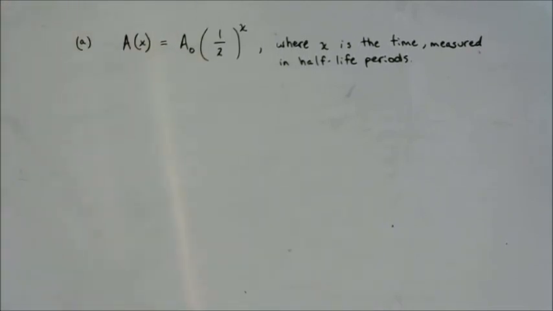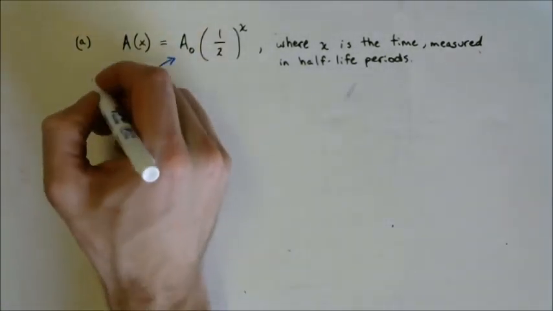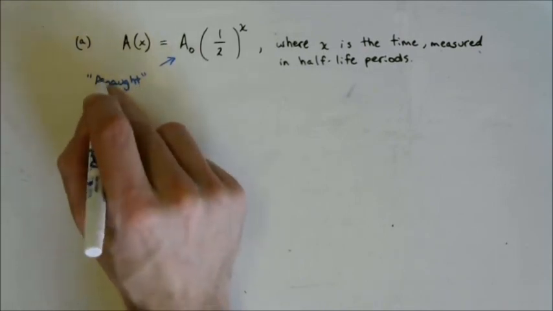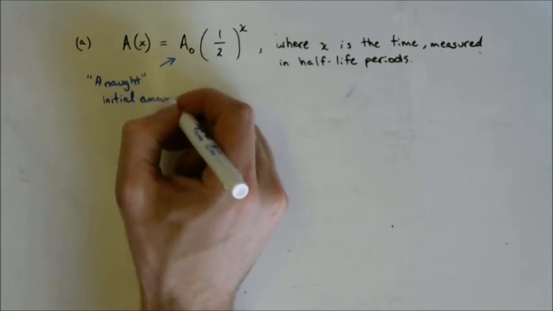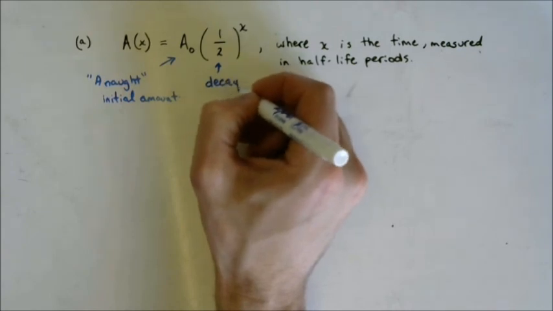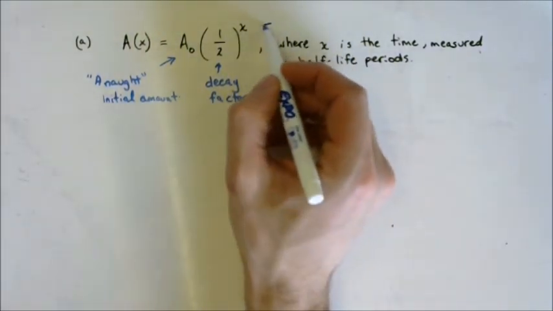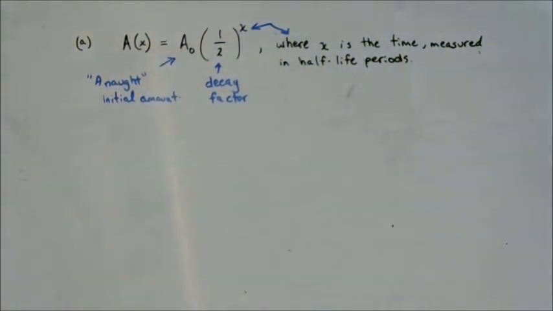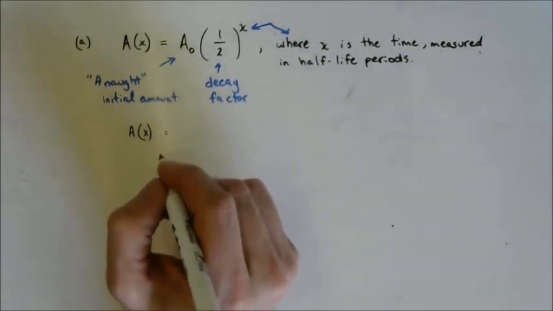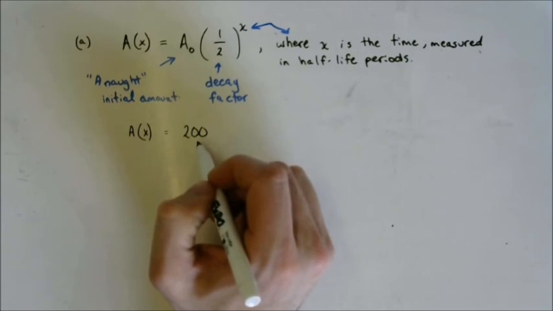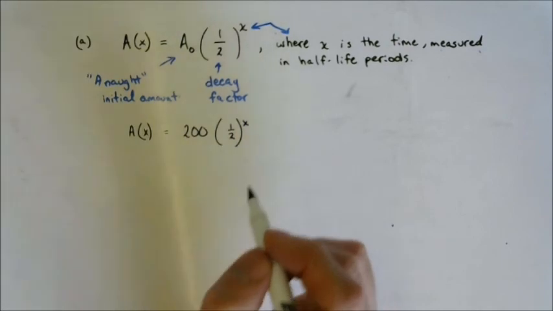Here, let's just draw a couple of arrows so that you know what these things mean. This is pronounced A naught. That's just our initial amount. This is our decay factor. And we already indicated that this x is the time measured in half-life periods. Alright, so what are we starting with? How big is this sample in our example? The initial sample is 200. Okay, so A naught is 200. We're starting with 200. So all we're going to do is sub that in and rewrite what we have.